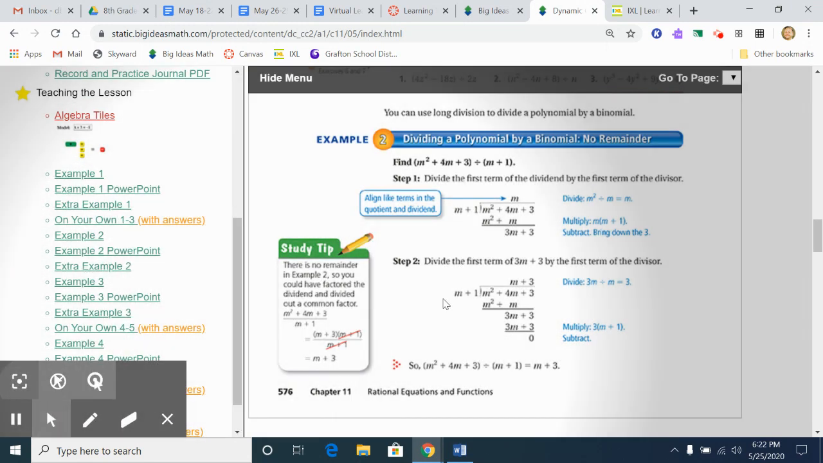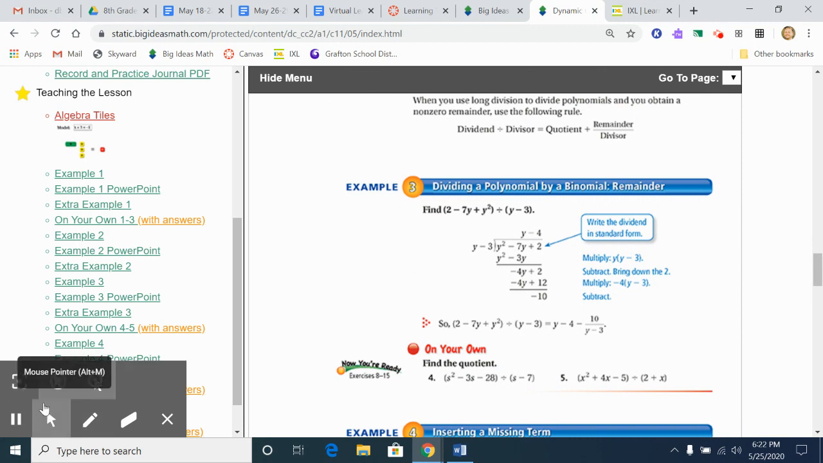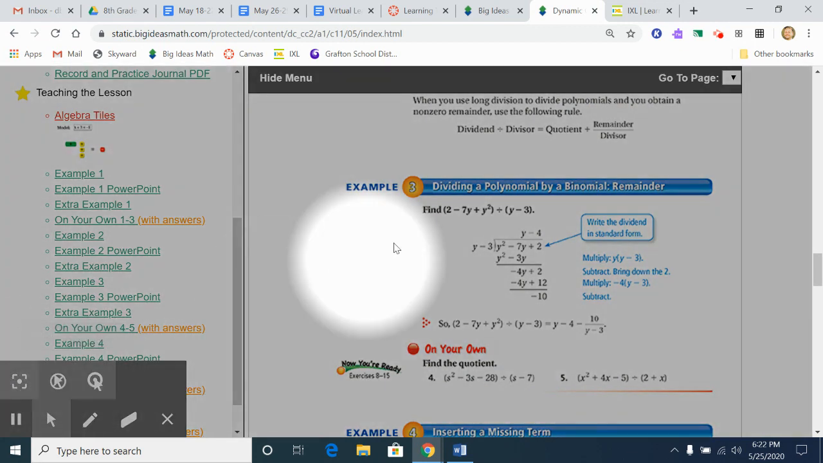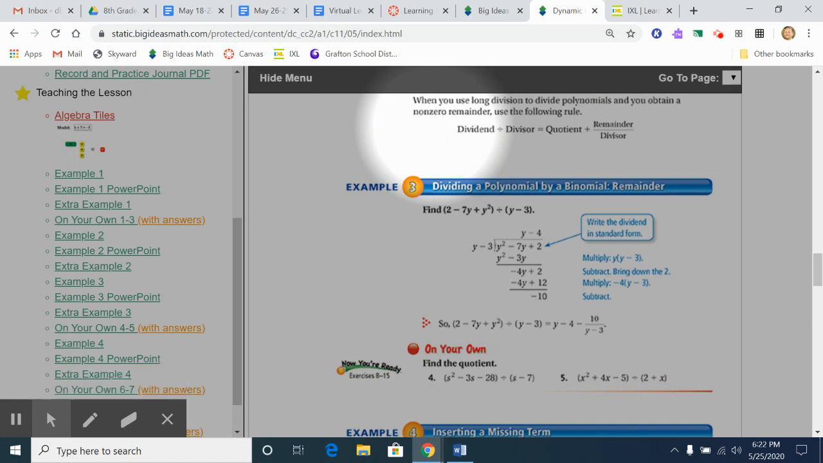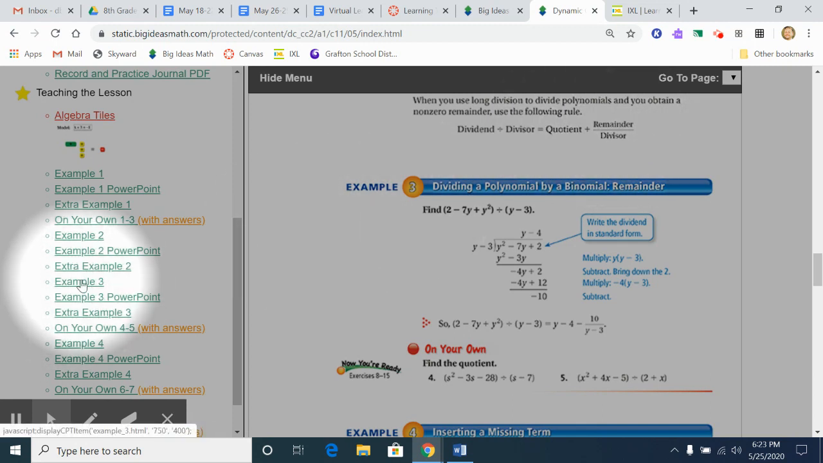Now, let's scroll down and look at how we have to write our answer when there is a remainder. Before example 3, it says, when you use long division to divide polynomials and you obtain a non-zero remainder, use the following rule. Basically, we take our dividend, divide by the divisor, and get our quotient, but if there's a remainder, we want to add or subtract it from the quotient. We want to put the remainder over top of what we were dividing by in the first place. That's going to make a lot more sense when I show it to you here.